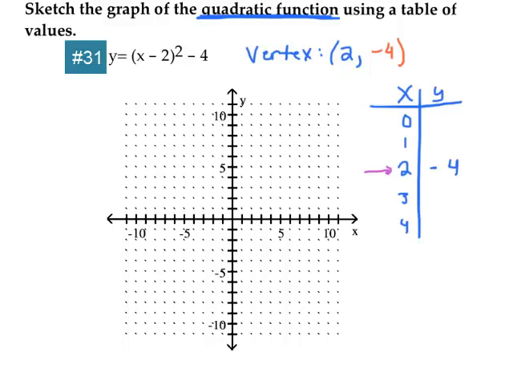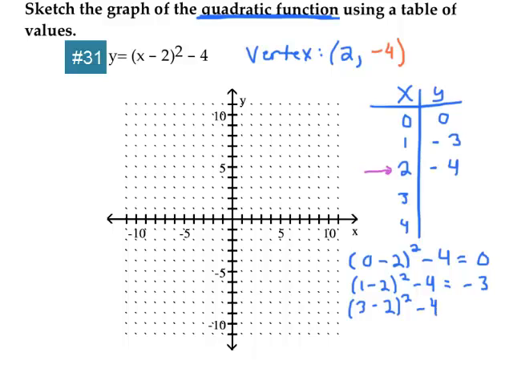So if we plug in 0, we would do parentheses 0 minus 2 squared minus 4. And you just type that right into your calculator. Calculator says, hey, that's 0. Then you plug in 1. You type that into your calculator and it says, hey, that's negative 3. Then if we get those first two right, the next two should be a repeat of what we already got. But do them anyway to make sure we did the first ones right.